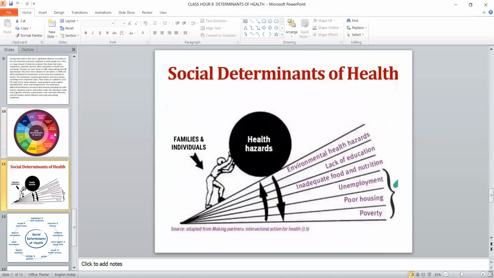Coming to the next one, before explaining the social determinants, we should know what the health hazards relating to health are. If there is environmental pollution, definitely your health will be deteriorated. Lack of education, inadequate food and nutrition, unemployment problem, poor housing, poverty line. These are all the factors. Even though it is an economic factor, it affects as a social factor. So these are the health hazards relating to the determinants of health.